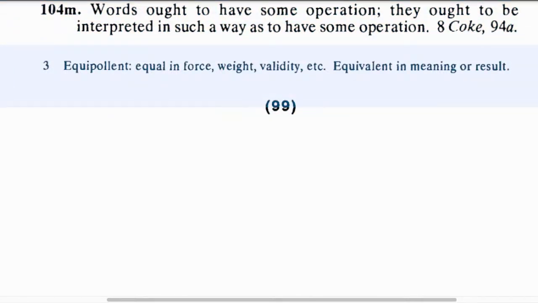Again, word of the day, equivalent. I hope I'm saying this right. Equivalent. Equal in force, weight, validity, etc. Equivalent in meaning or result.